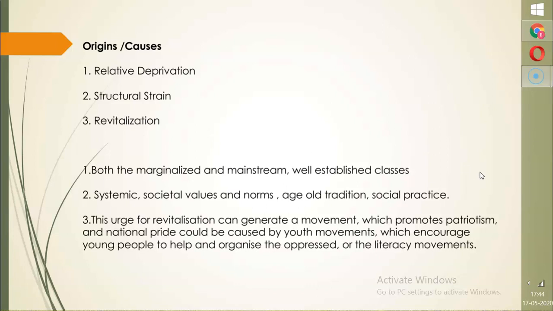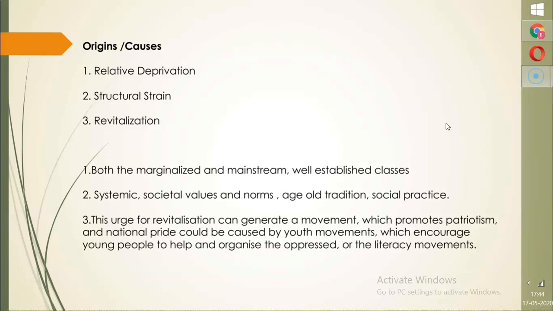Particularly, if we come to India, then we can find this caste discrimination, and the backward classes, the backward castes, the scheduled castes, they feel relative deprivation. And at the same time, the well-established, the mainstream, the upper caste community also sometimes feel deprived because of certain provisions in the constitution, because of certain affirmative reservation principles. So relative deprivation is a psychological domain, and it happens in the psychological domain of a particular group of people. Next thing is structural strain.